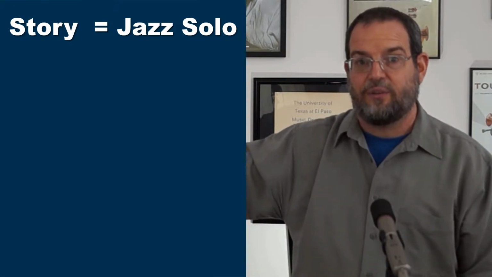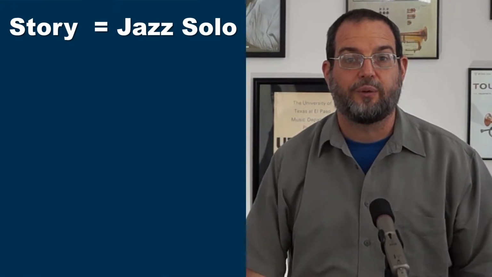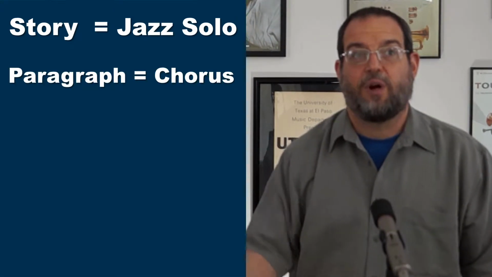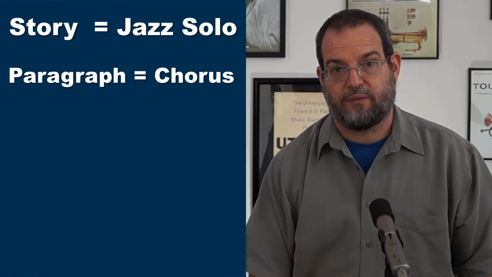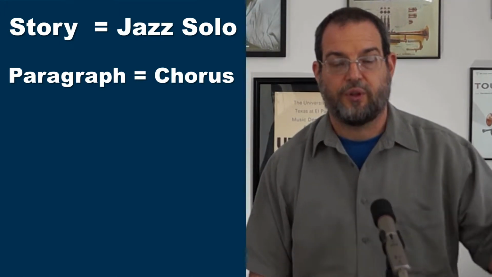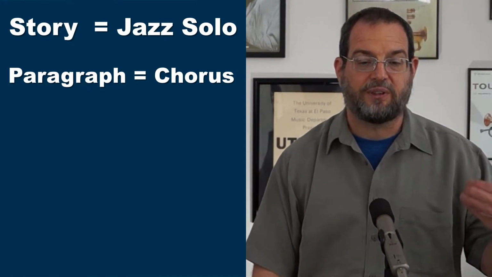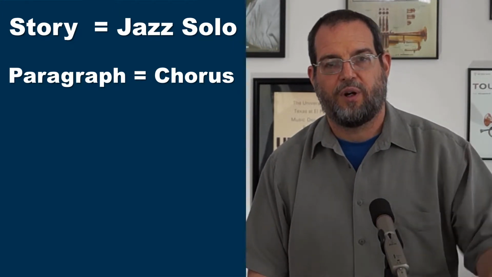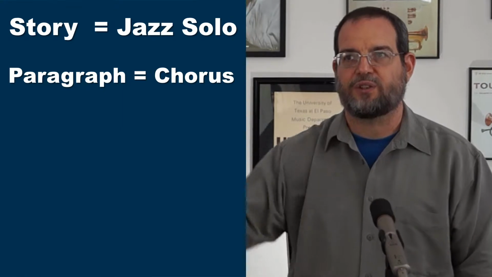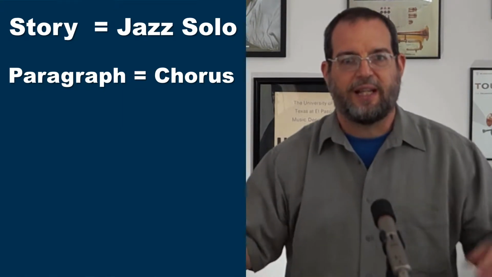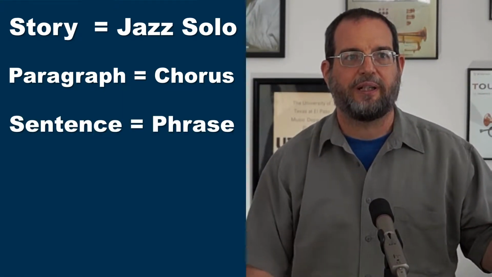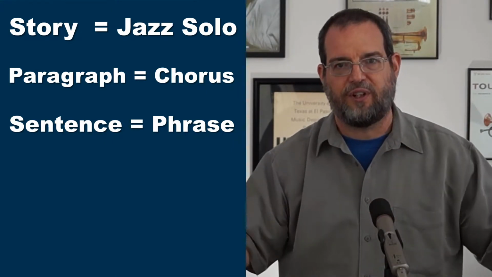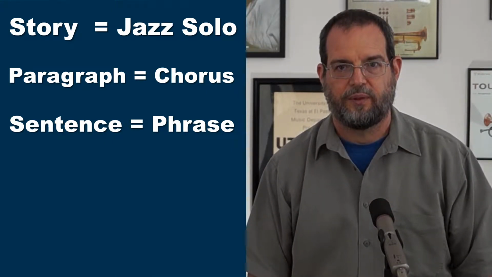Next thing down, we can break the story into paragraphs, right? So what's the equivalent in the jazz improv and your solo to paragraphs? I would say that choruses would be the equivalent of a paragraph. And then let's go down one more. Sentences. In jazz, a sentence would be your phrase. You can have short phrases, you can have long phrases, just like a sentence.